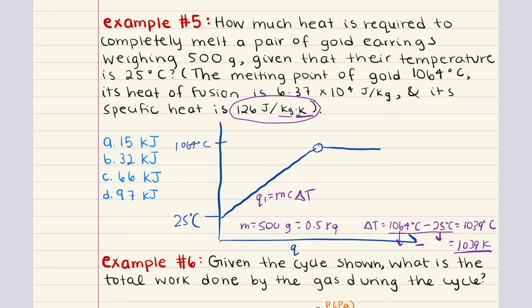Now that we have these variables, let's go ahead and plug them in. Our mass is 0.5 kilograms. Our specific heat capacity is 126 joules per kilogram per Kelvin. And our change in temperature is 1039 Kelvin. Now, to make this calculation a little bit easier, I'm going to approximate this to 1,000. So what we have here is 0.5 times 126 times 1,000.